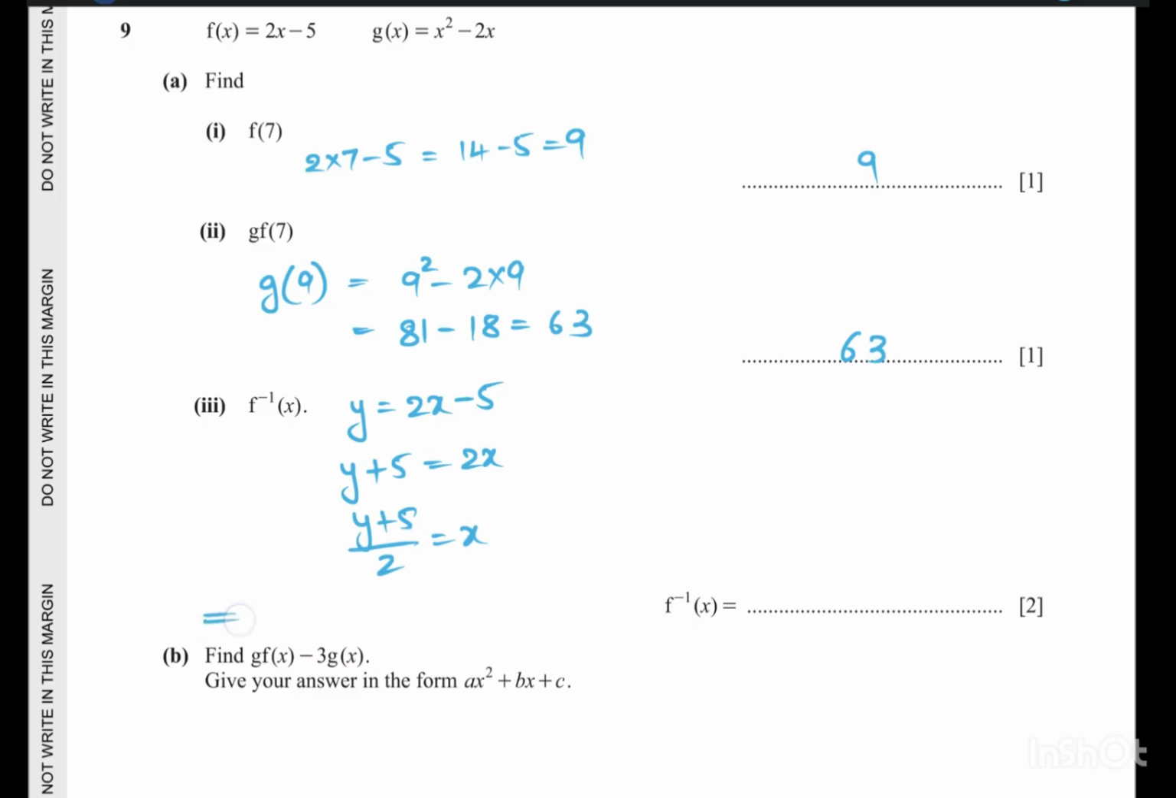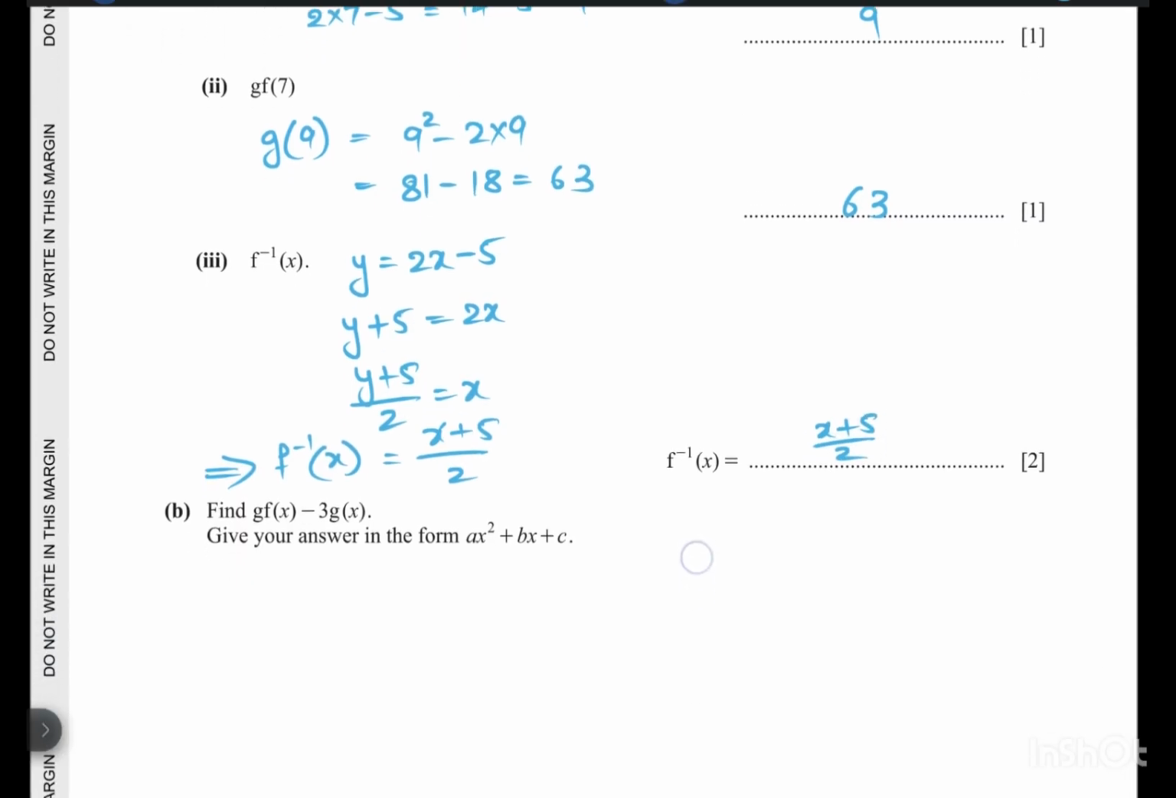Just keep in place of y, we will replace that with x. So f inverse of x will be x plus 5 by 2. This is the answer. Question number A is done.